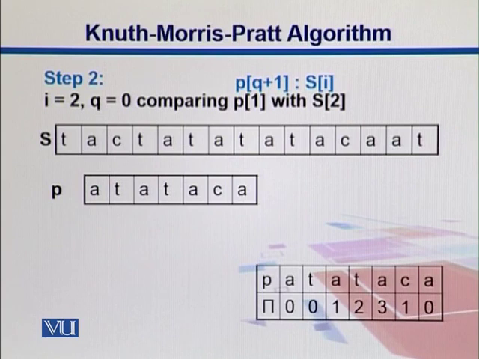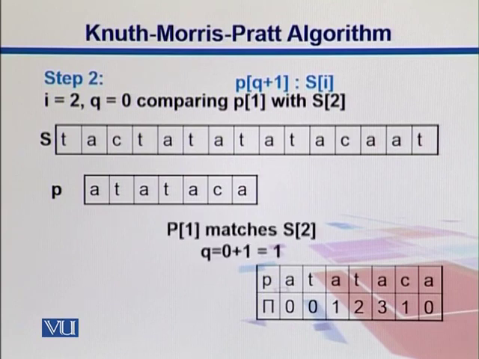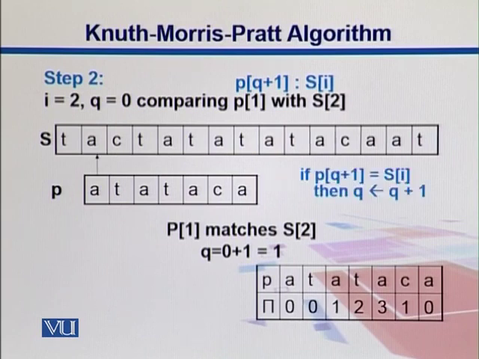In step 2, our i is equal to 2, so we are comparing s of 2 with p of q plus 1, where q was 0 in this case. Do they match? Yes. So q gets incremented to 0 plus 1, so now q becomes 1. We go up, and now our p becomes 2, since q plus 1, 1 plus 1, becomes 2, and we then compare the second character. This was to just re-emphasize that if p of q plus 1 is equal to s of i, then q is incremented. I've pasted that part of the algorithm just to show why this q is being incremented. It's because of this.